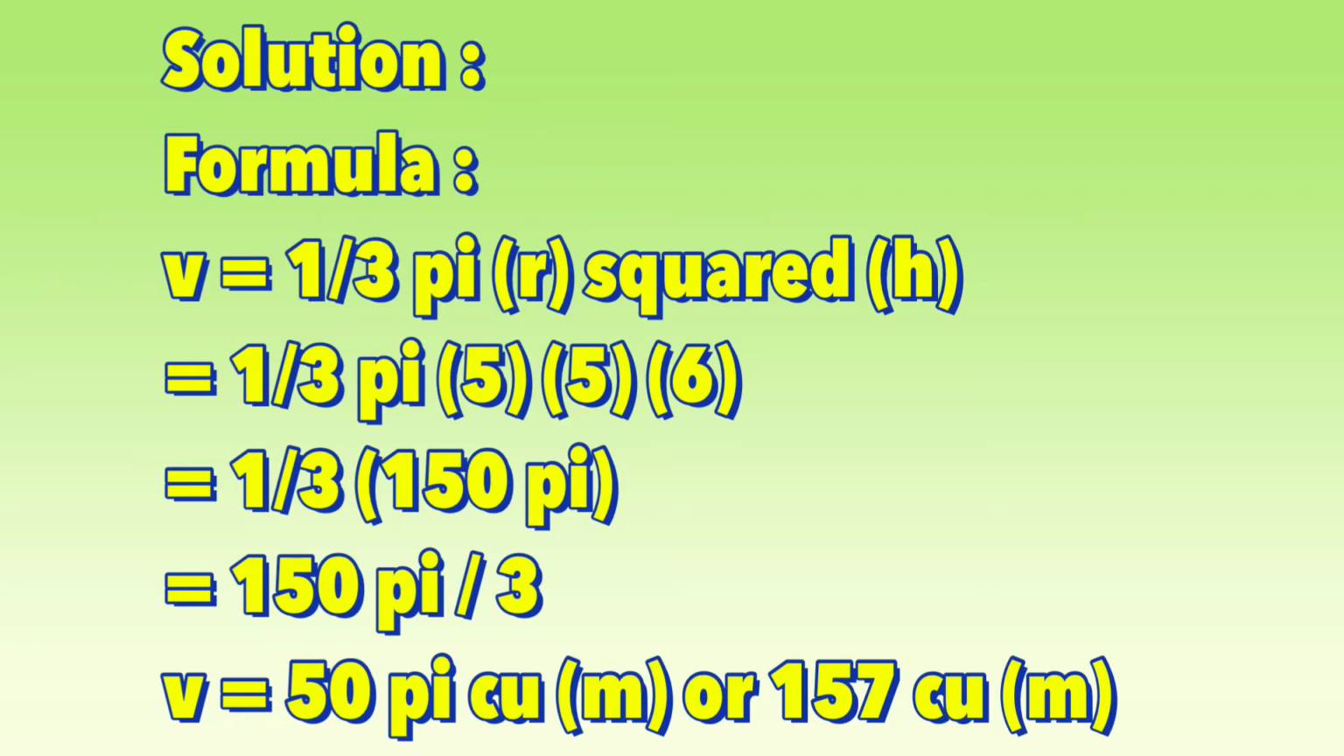Then we have to multiply this by 1. That's why we have 150 pi over 3. And then the volume now is equal to 150 pi over 3. We have to divide 150 by 3, and the result is 50 pi cubic meters. Or we're going to simplify by multiplying 3.14 times 50, and the result is 157 cubic meters.